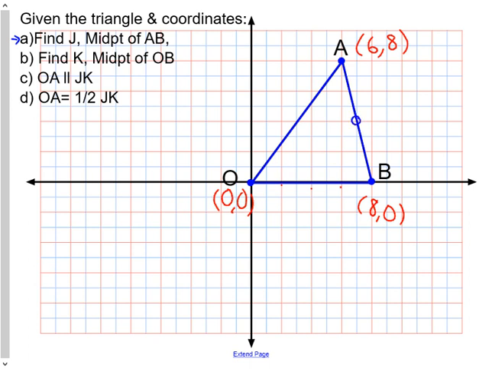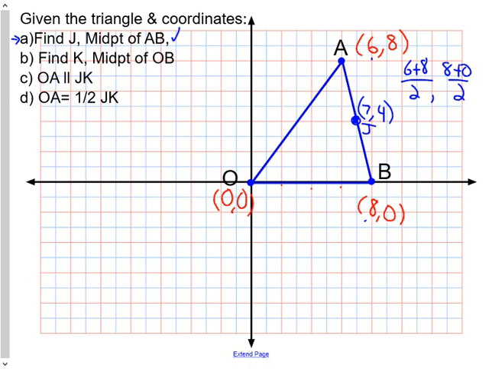Again, we've got 6 plus 8 divided by 2. Halfway between 6 and 8 is 7. We've got 8 plus 0 divided by 2. Half of 8 is 4. And so now my midpoint J is 7, 4. So we're right on the right spot. So that one's checked off.